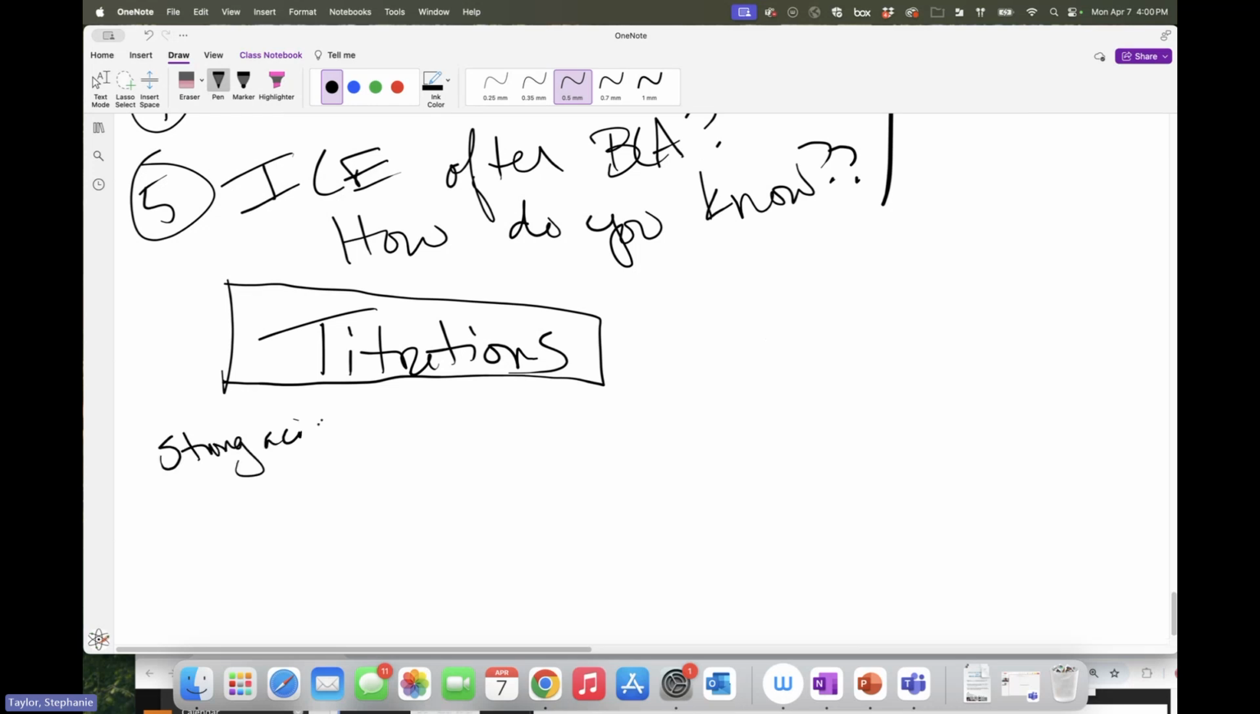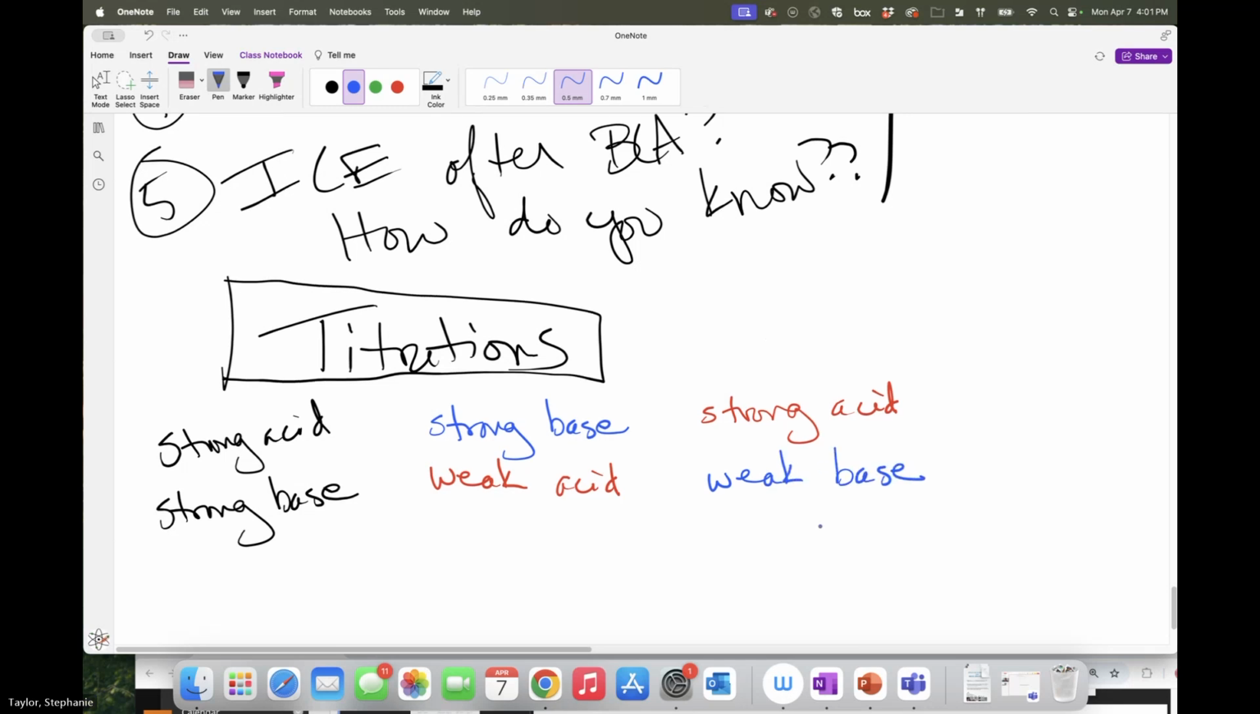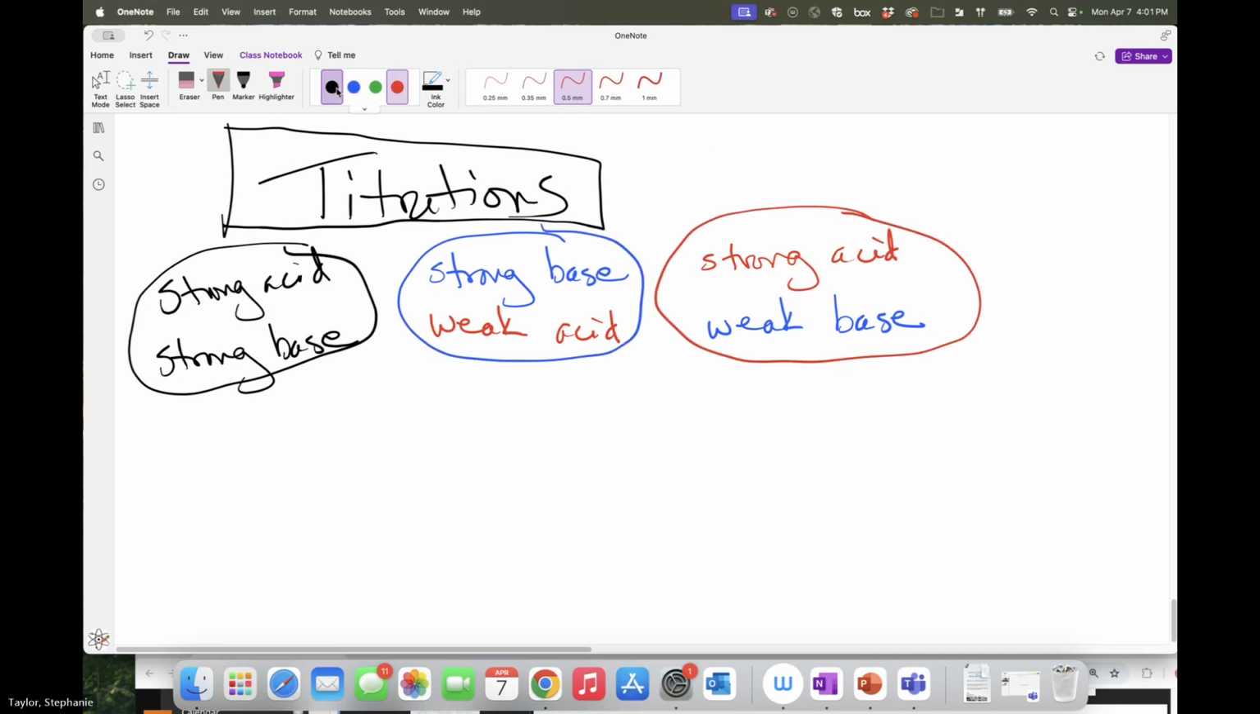You have strong acid, strong base. You have strong base, weak acid. You have strong acid, weak base. So those are my 3 titrations. Like it or not, those are my 3 sets. 1, 2, 3. 3 sets. No matter what, I do the same thing each time.